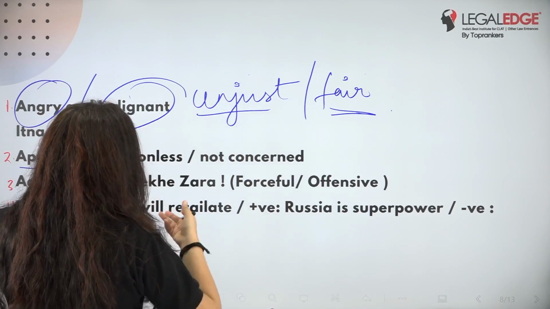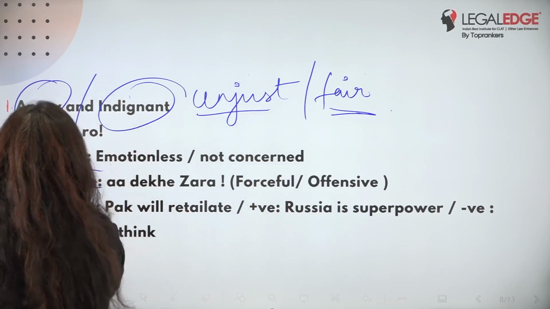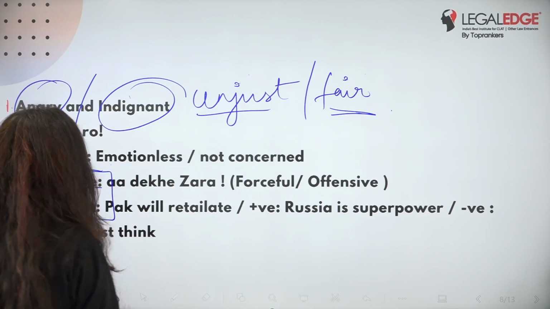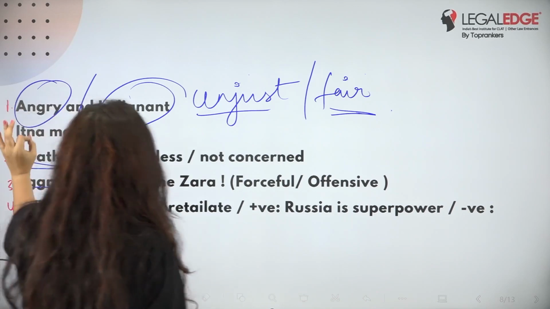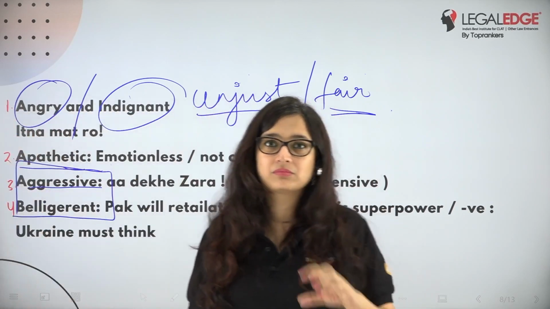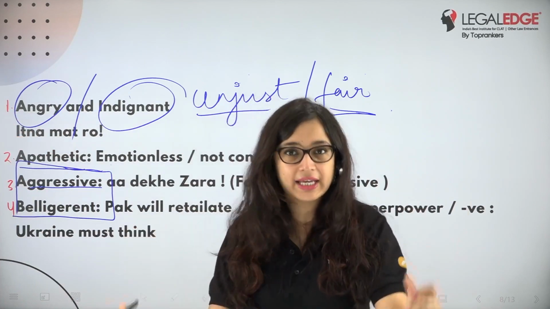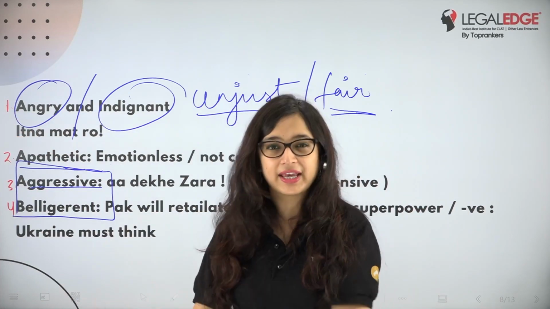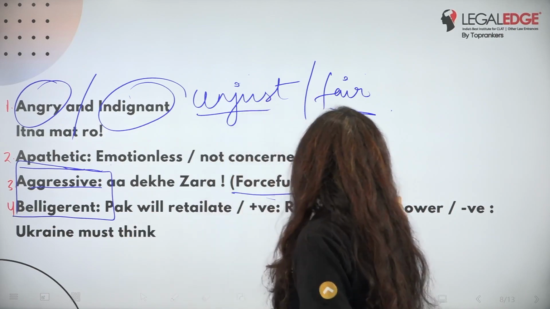Aggressive and belligerent. ये दोनों बहुत ही सिमिलर हैं. अपन इन दोनों को साथ में पढ़ने की कोशिश करेंगे. Aggressive tone is used by author. हमेशा याद रखना, aggressive आ देखिए जरा. That means it is forceful and offensive.